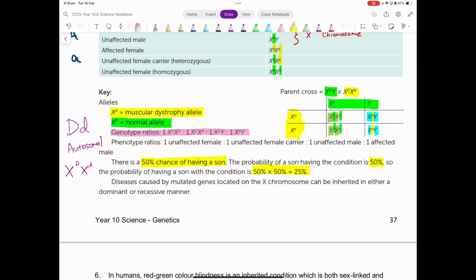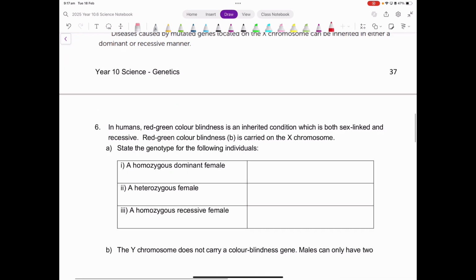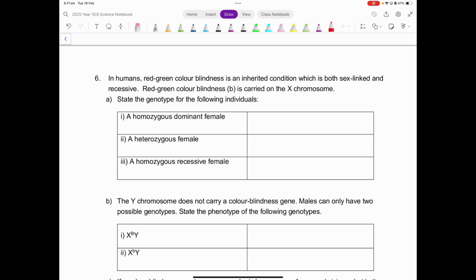Okay. The easiest way for you then is simply going to be looking out of these 4. So if I'm looking at the cross up the top right again, out of these 4, how many are an affected male? 1. Only this individual. 1/4 is the same as what percentage? 25%. That's the other way you can do it. Yep.